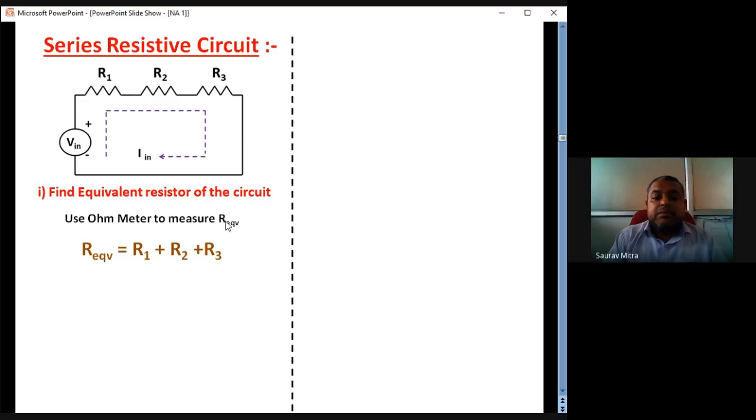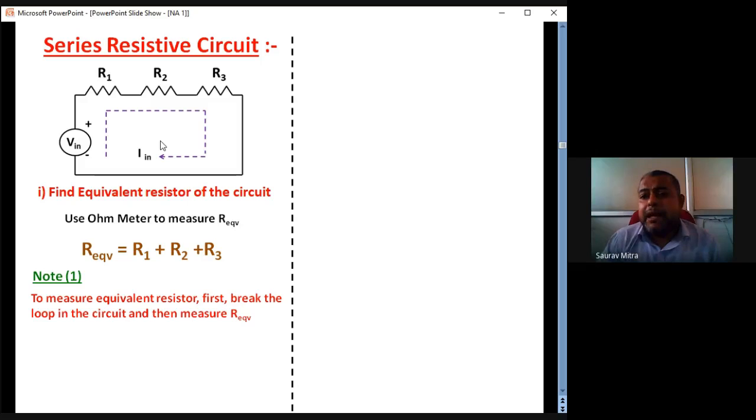So use an ohm meter to measure the R equivalent. Now how to measure R equivalent? One end of the ohm meter you have to connect here, another end you have to connect here. First you have to make these three resistances a series combination. Either you can use a breadboard or there are different kinds of tag boards in the lab. You can connect these three resistances in series, and then connect the ohm meter across this point. This is the starting point and this is the ending point. In that case, it will show you the equivalent resistance.